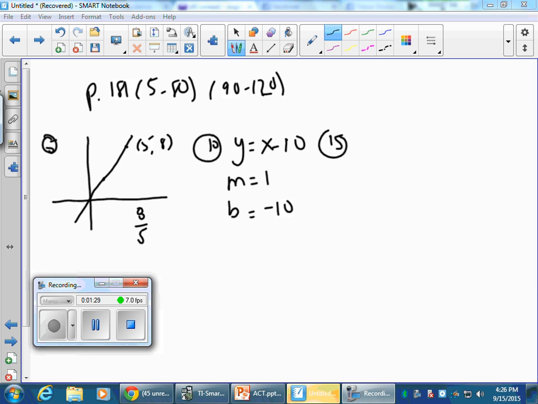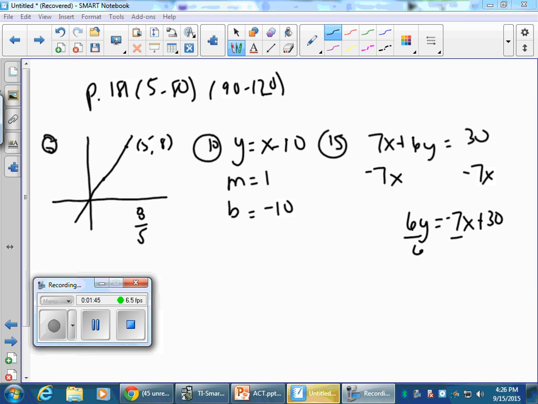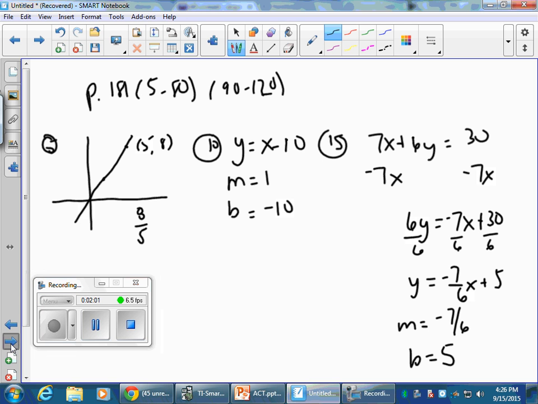Problem 15, 7x plus 6y is equal to 30. I've got to solve this for y before I can decide what the slope and the y-intercept is. So I subtract 7x, and I get 6y is equal to negative 7x plus 30. Divide everything by 6. I get y is equal to negative 7/6 x plus 5. The slope is negative 7/6, and the y-intercept is 5. Number 15, nope, that was number 15.